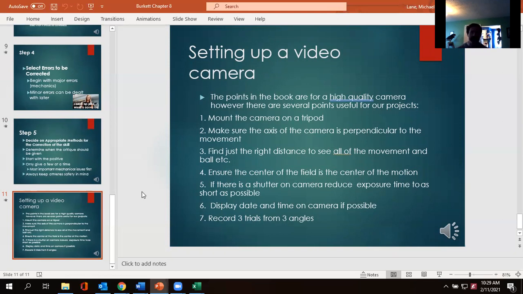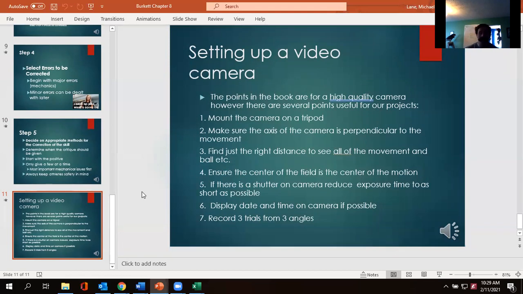We want to make sure that we're far enough away that we can see the entire movement, but not so far away that we can't get a lot of good information. And then we can obviously see what's going on with the projectile if they have to hit one. We want to make sure that they're in the center of the movement, and specifically, we're going to get all of the body doing the movement.